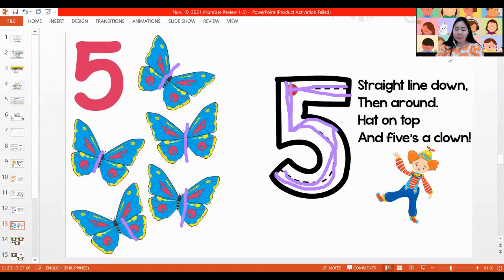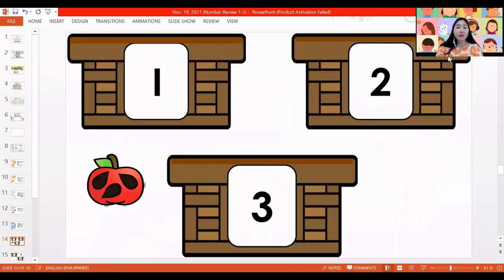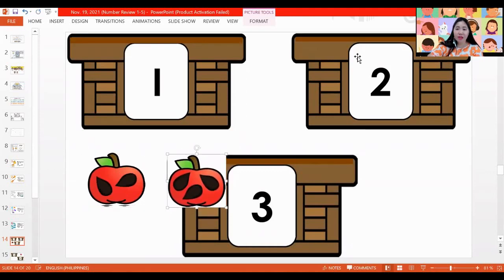Very nice. So now that we know how to write numbers 1, 2, 3, 4, 5, it's time for us to sort our pictures. So I have the number 1, number 2, and the number 3. So let's count the apples and put them in the correct basket. 1, 2, 3. 3 apples. 3 seeds on the apple should go to number 3.